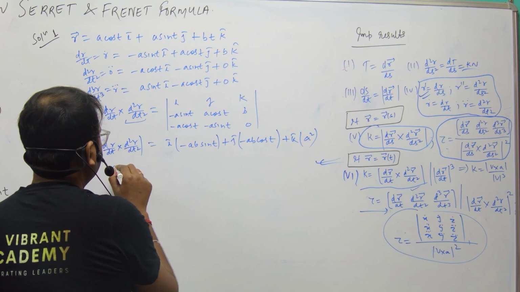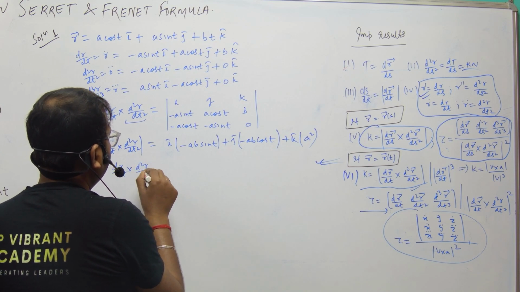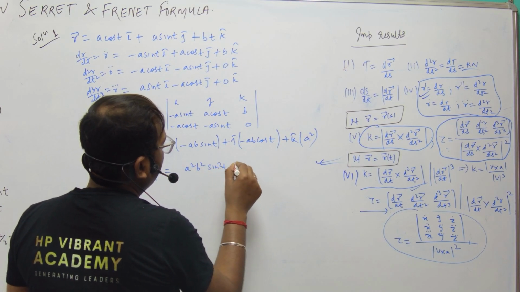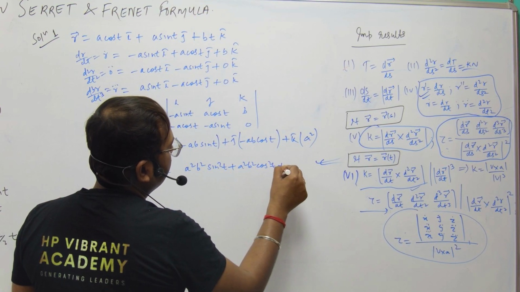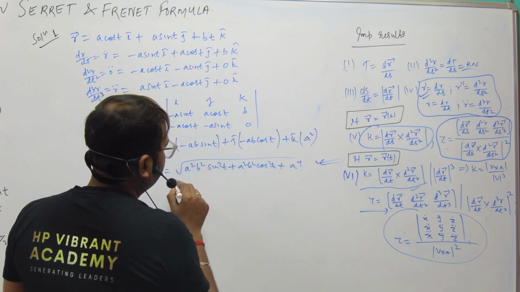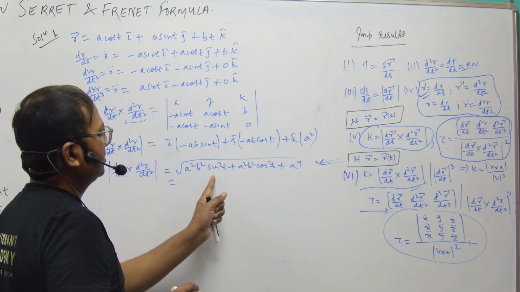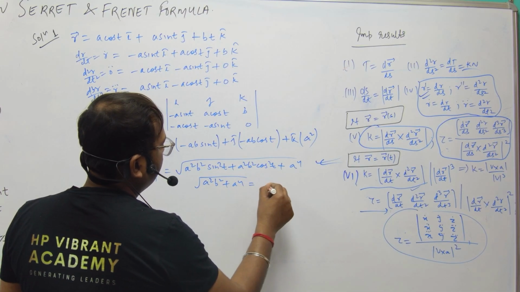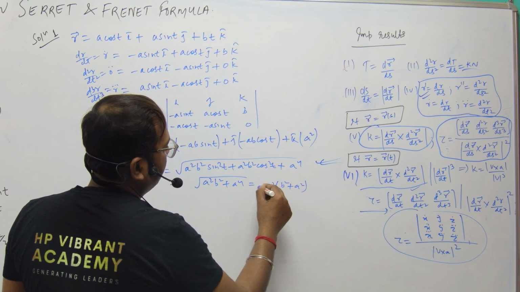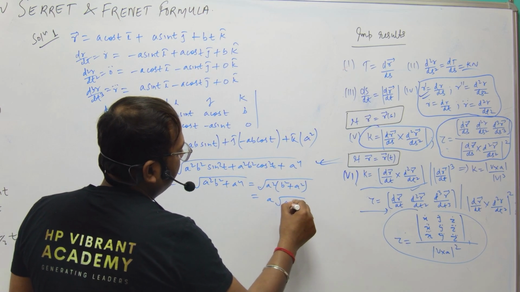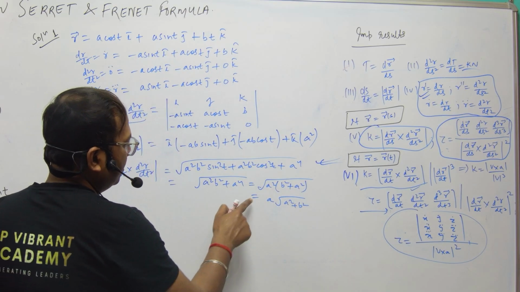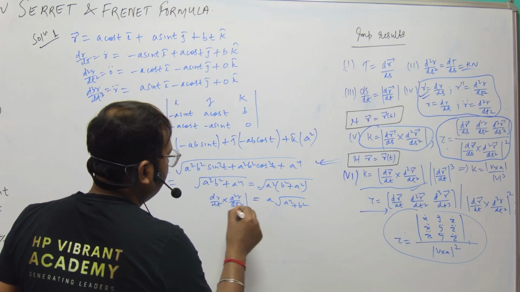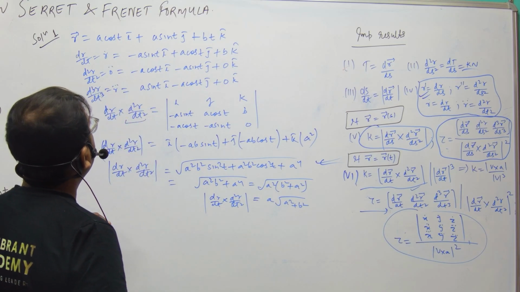Let us take the modulus. The modulus of dr upon dt cross d2r upon dt square is the square root of a square b square sin square t plus a square b square cos square t plus a to the power 4. We can take out a square, and sin square t plus cos square t is 1, so this is a times the square root of a square plus b square.